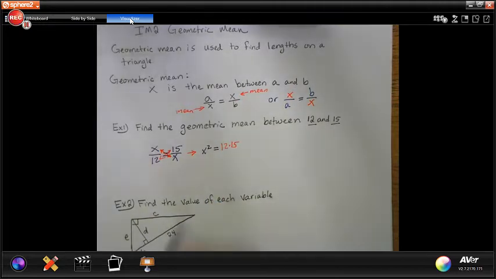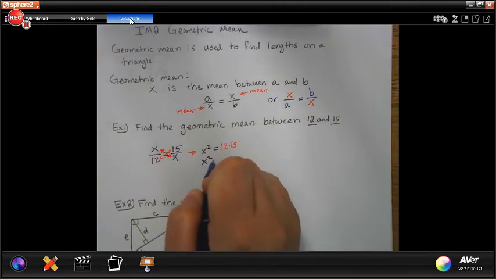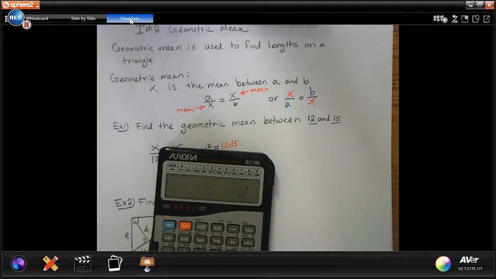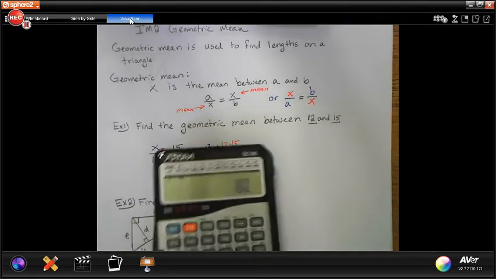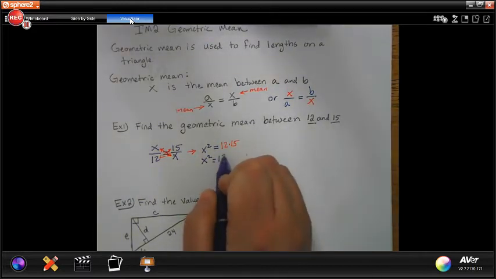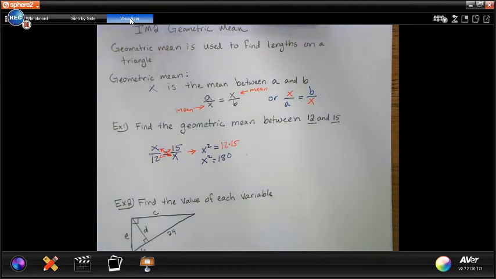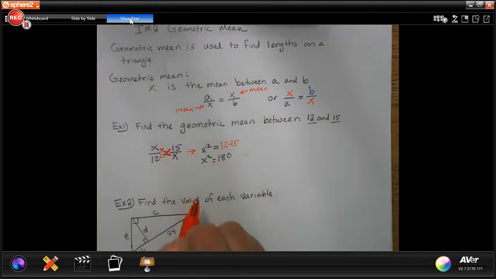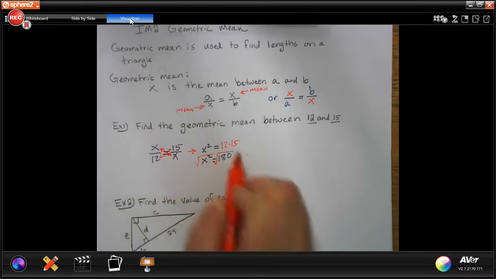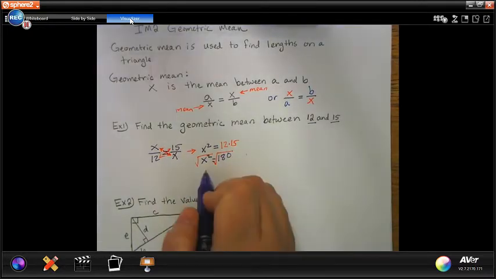We could actually multiply that out. I just wanted to show you what you do. So I get my calculator. 12 times 15 equals 180. So I have 180 here. Well, that's X squared, and we need to know what X is. So to find out what X is, we do the opposite of squaring. We've done that before. The opposite of squaring is a square root. So we get X equals.